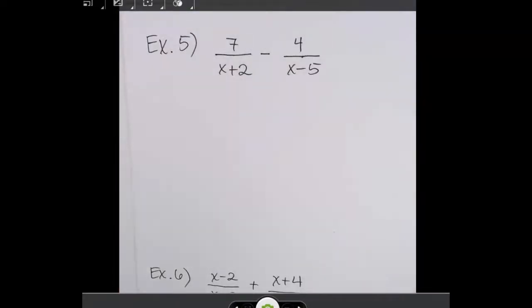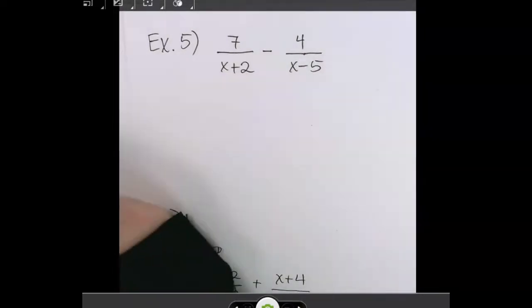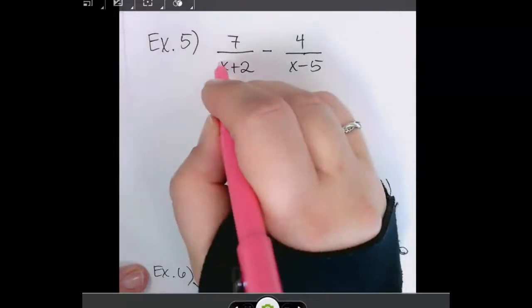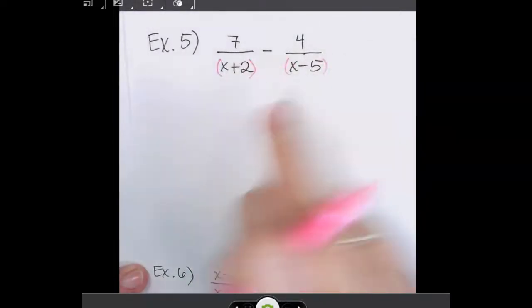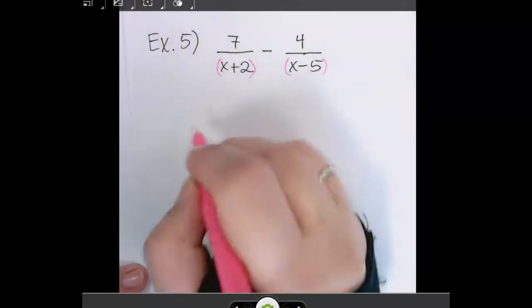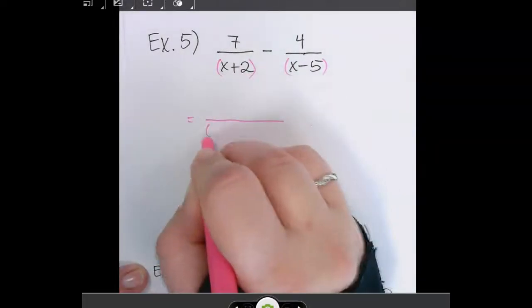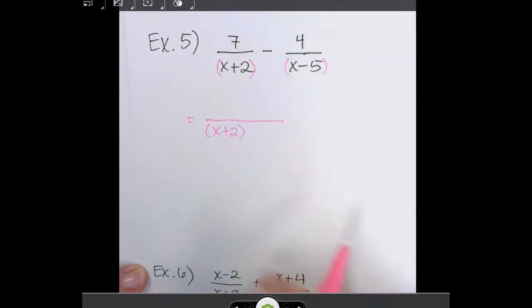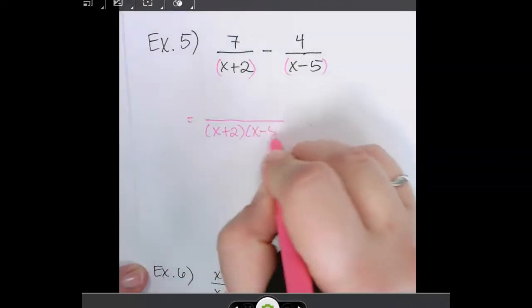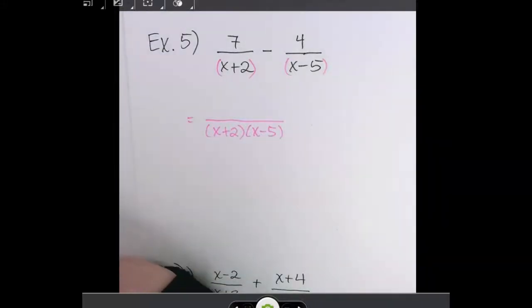So for our last two examples here, we're going to look at two fractions where their denominators are just completely different. They don't have anything in common at all, no shared factors. So we want our least common denominator, again, to contain all of the unique factors of our denominators. So this denominator is x plus 2, so I'll need an x plus 2 factor in my LCD. And then this denominator is x minus 5, so I also need an x minus 5 factor in my LCD.